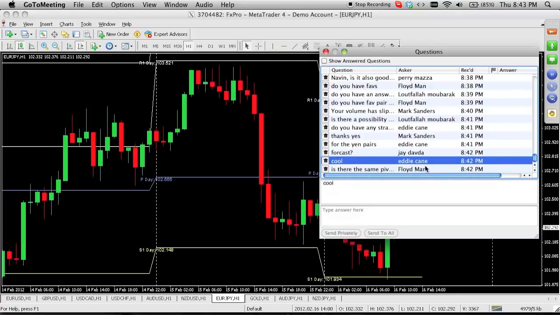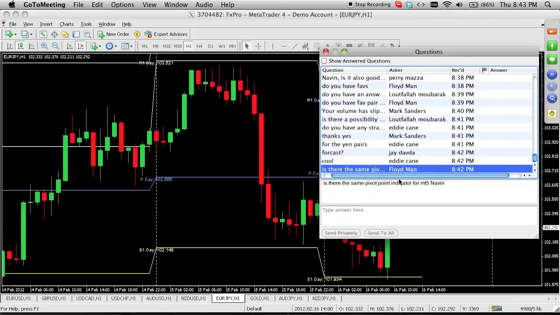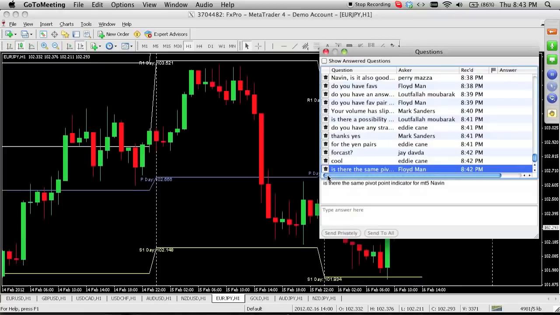Eddie Kane, okay, Floyd. Is there the same pivot point indicator for MT5? I do not know. Actually, maybe Roy can help with that question. I'm not sure how different MT5 indicators are, or if it can even use MT4 indicators. So I'm sorry, Floyd, I can't answer that. I'm not technically adept with stuff like that.